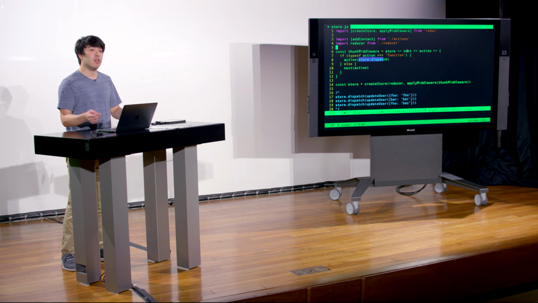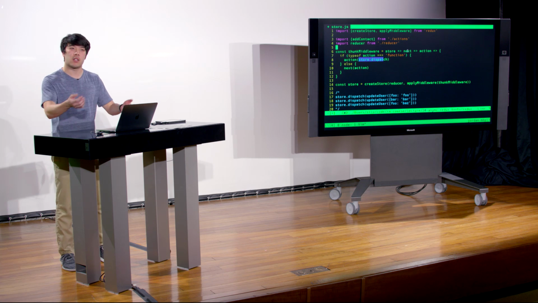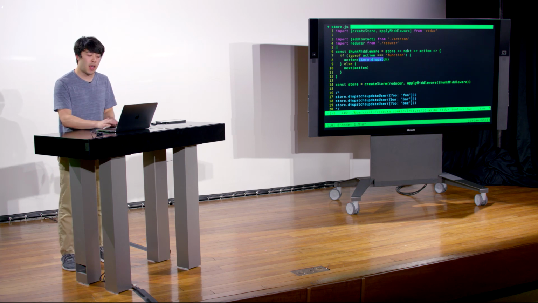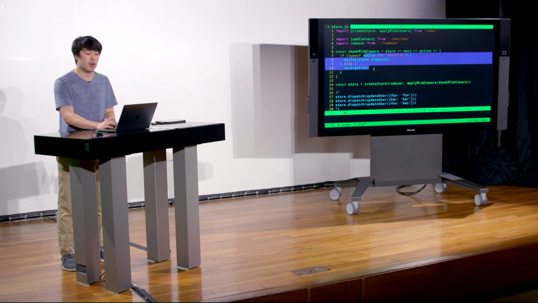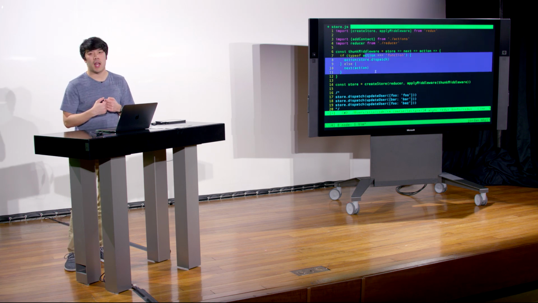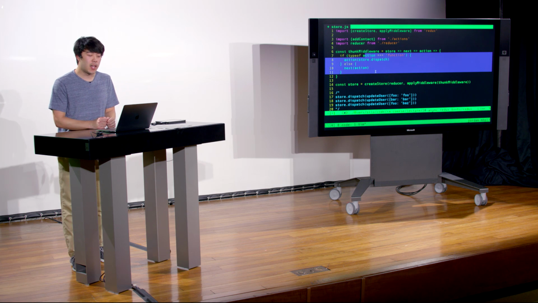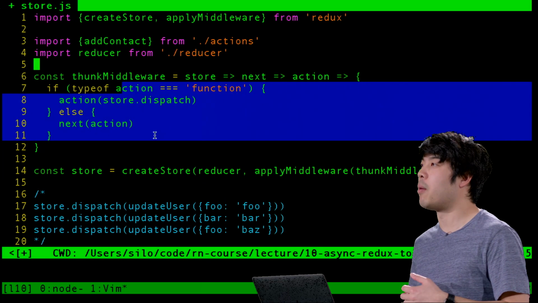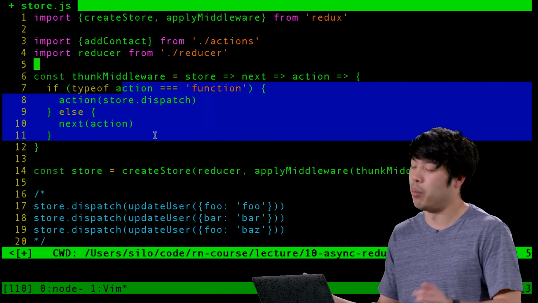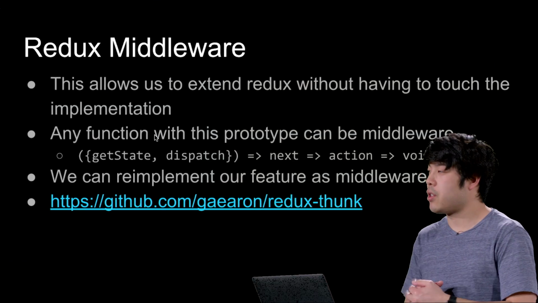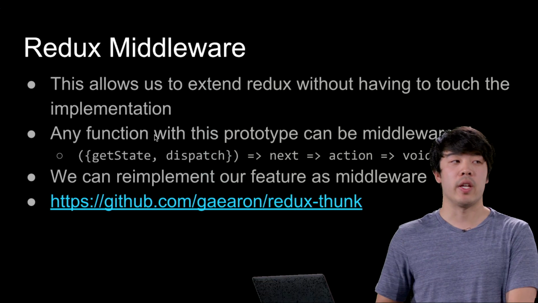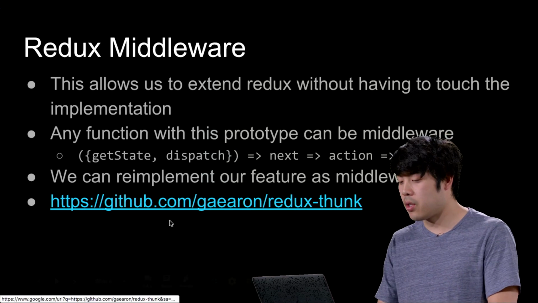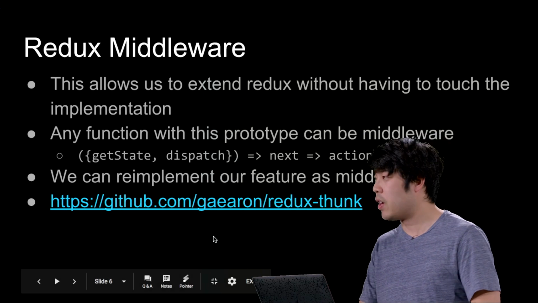We then return a function that expects whatever's next. And then we return a function that expects an action. And then we get to mess with the action if we want. And so we've gone ahead and implemented some middleware that takes care of asynchronous actions for us. And actually, this is not a problem that we're the first ones to run into, believe it or not. There's actually a library called Redux Thunk by a man named Dan Abramov, who implemented a very similar thing.